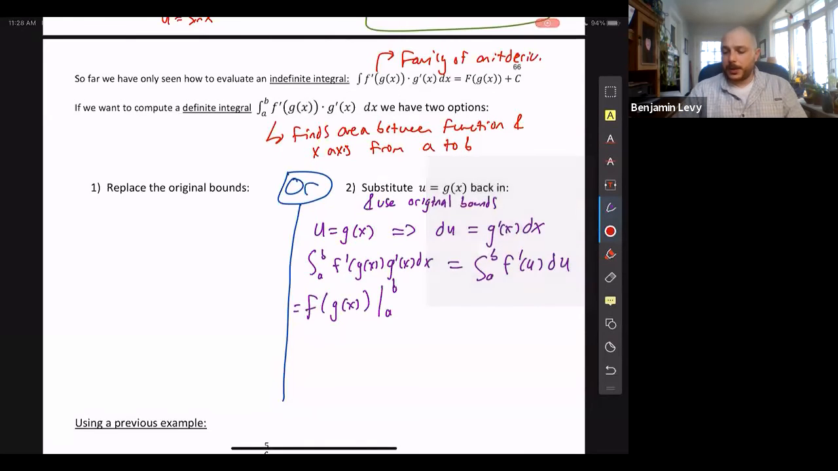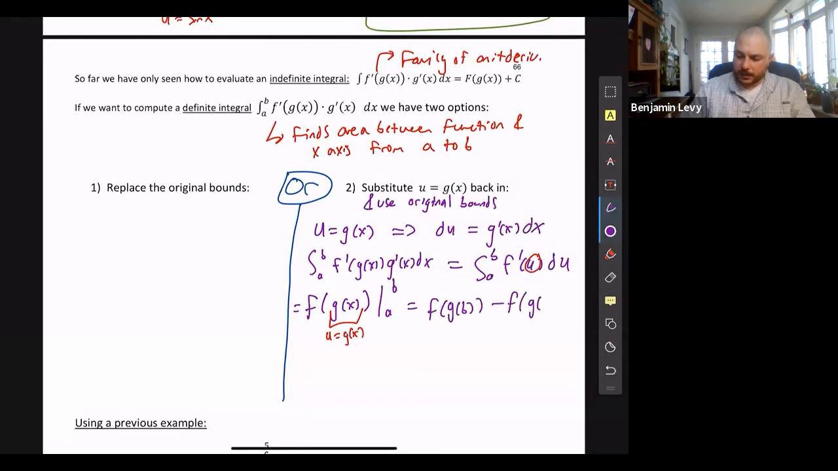Right? So notice what happened between these two steps. It had a u in it to begin with, and then you plugged the g back in, right? And then you just plug the numbers right in like we would normally. This is the kind of thing that I'm going to ask you to do on the quiz this afternoon. Then you just do your f of g of b minus f of g of a. You just plug your points in. The real takeaway is you just use the original bounds. You don't change the bounds at all, but it's after you plug u in.